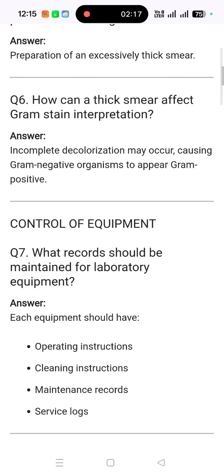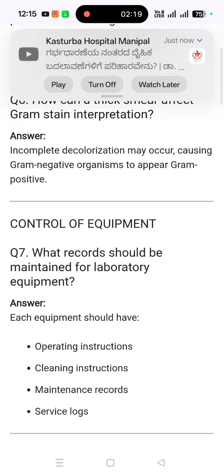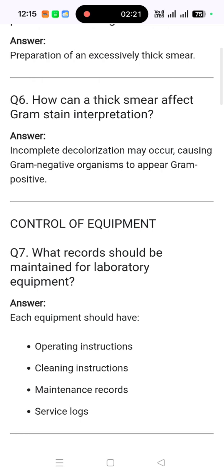How can a thick smear affect the gram stain interpretation? Incomplete decolorization may occur, causing gram negative organisms to appear gram positive. So, incomplete decolorization may take place due to the thick smear.